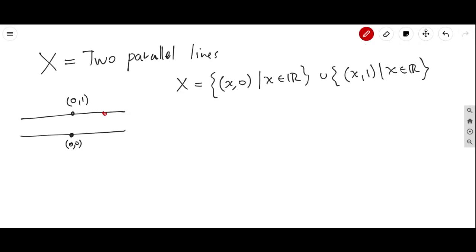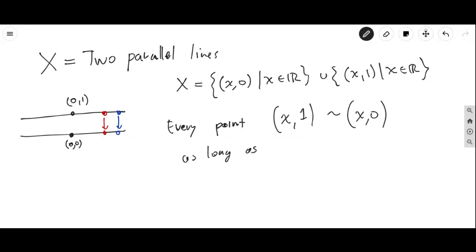But what you'll do next is every other point gets glued: these two get glued together, these two get glued together, and so on. So every point of the form (x, 1) is going to be related to (x, 0) as long as x is not 0 itself. So these are not related. The points in red are related to each other. The points in blue are being related to each other. But the point on the origin and the point above the origin are not being related to each other.